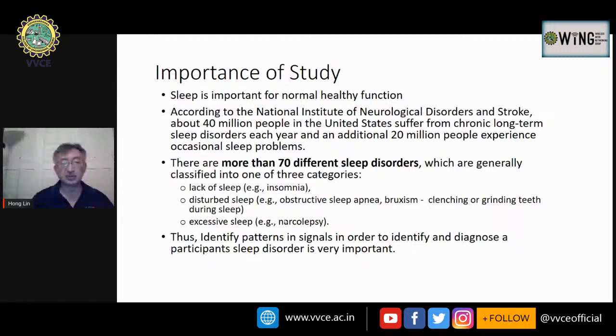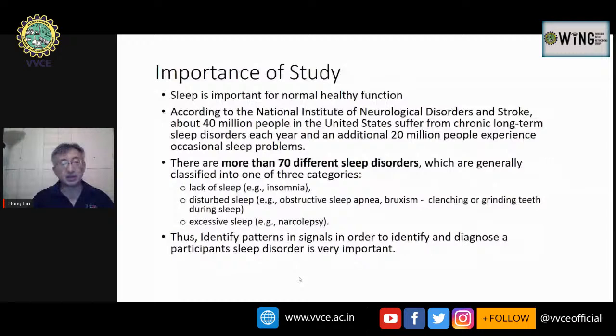These are also problems with sleep. The other type is excessive sleep, which is also called narcolepsy. So these are all sleep disorders, and different sleep disorders are totally different and have different causes.